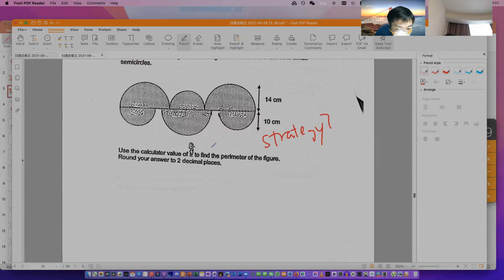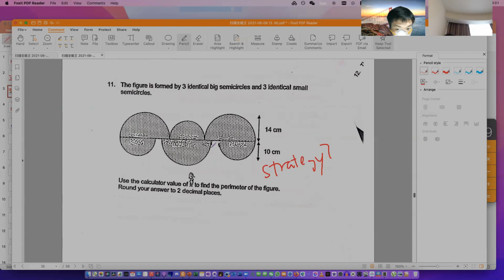Why? What do you mean by times 1.5? 1.5 because there's, you can draw something. So it forms 1.5 circles. Okay, while you are explaining yourself, you can actually draw on the diagram so that you can make your explanation clearer to me.